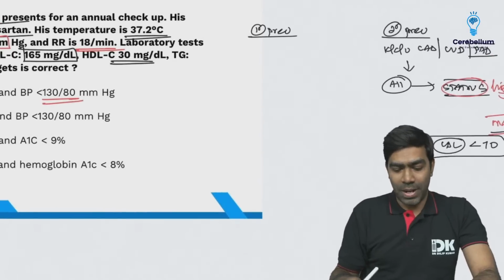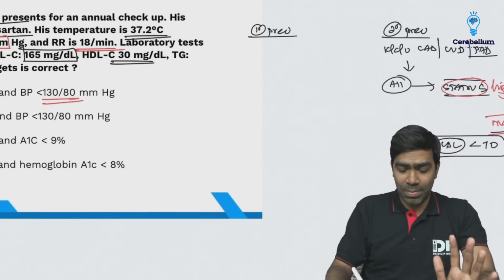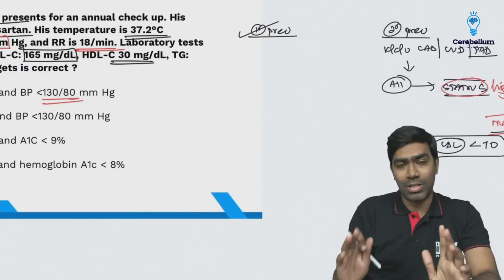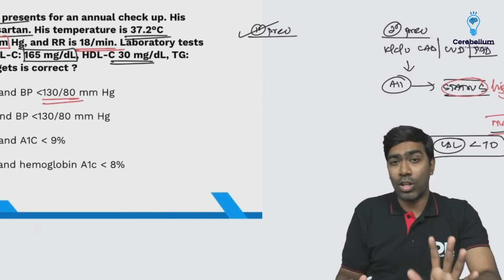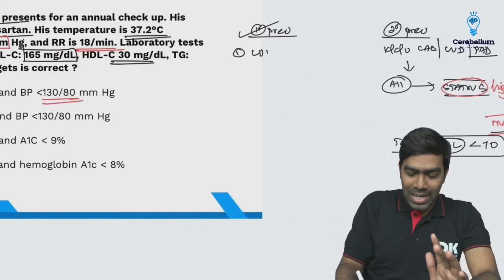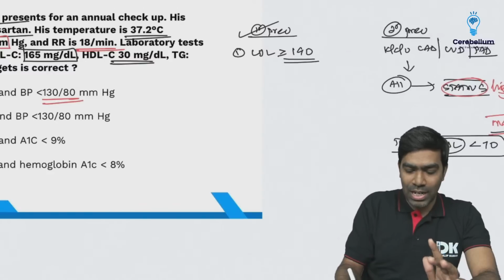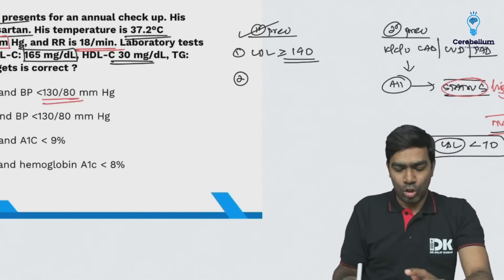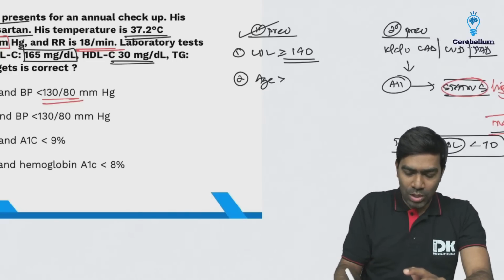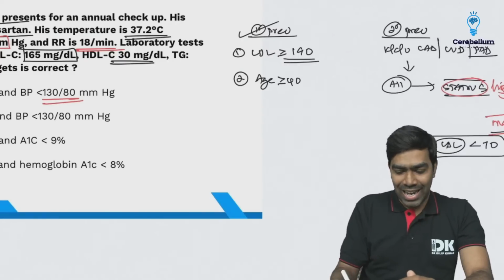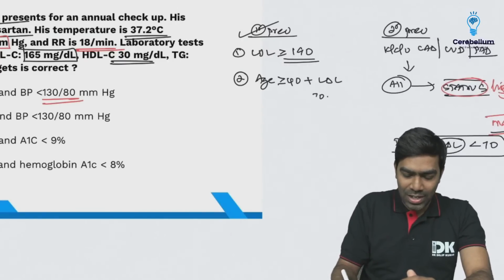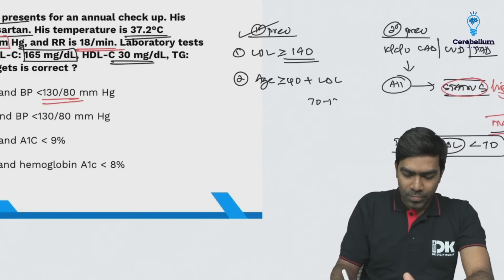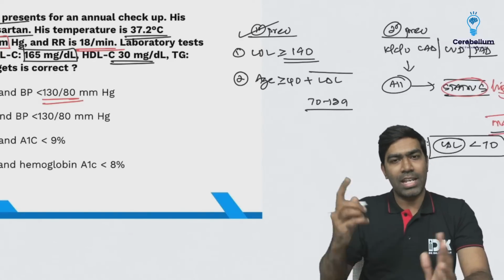So what about primary prevention? Here the patient is not a known case of coronary artery disease, cerebrovascular disease or peripheral arterial disease. But still we can use statins in some selected patients. What are those patients? Number one, those who are having LDL of more than 190. Anyone with LDL more than 190, definitely it's an indication for statins. And second, those patients who are aged more than or equal to 40 and having LDL in the range of 70 to 189. Okay, not very low, not very high, but age more than 40.